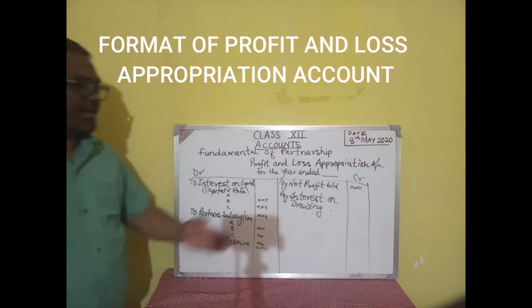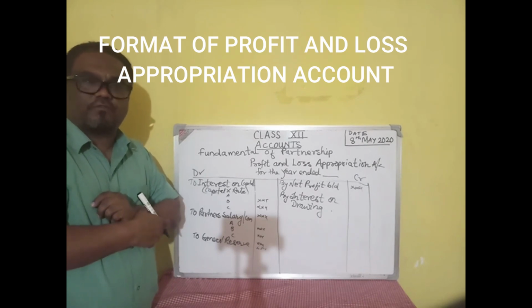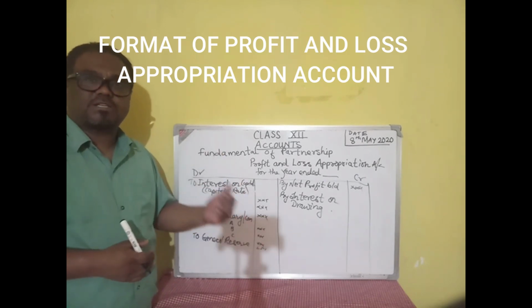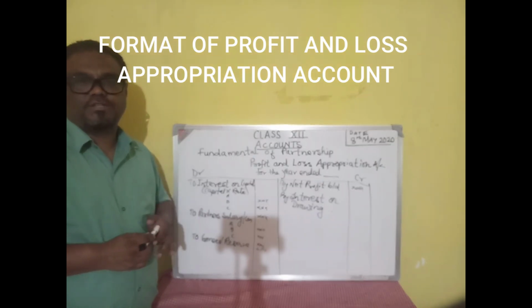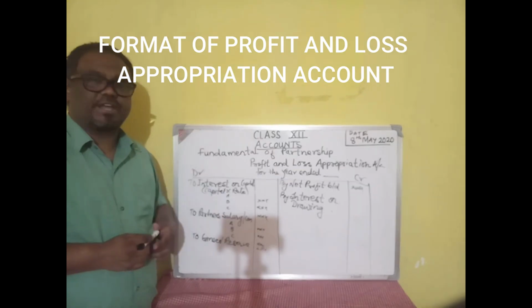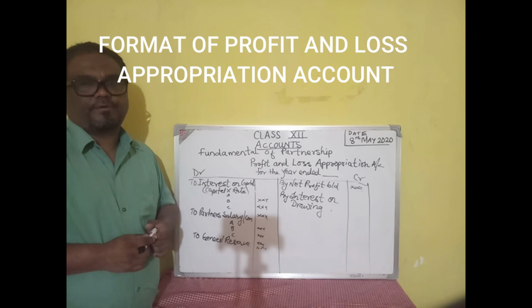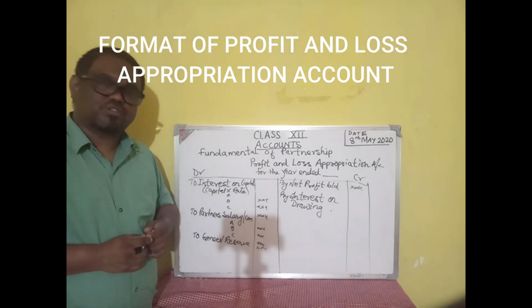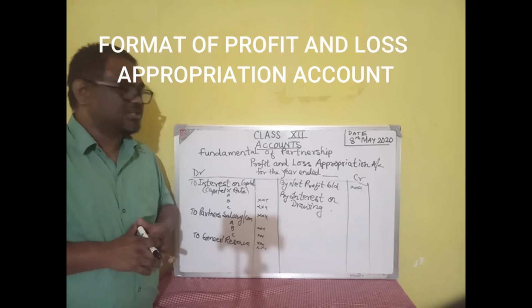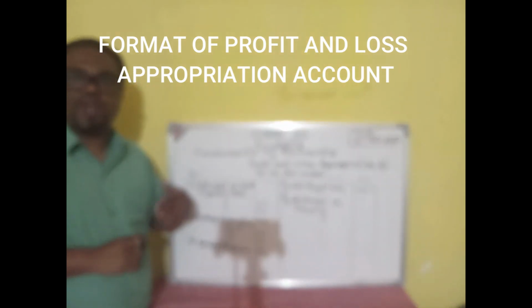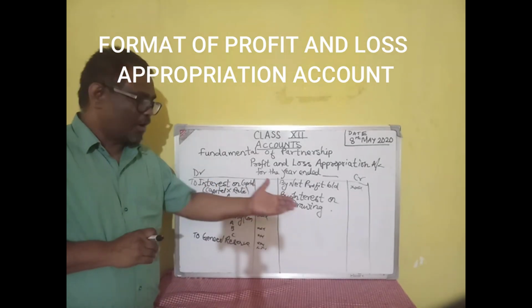Here interest on drawings is credited because it is income for the firm. Interest on drawings is an income for the firm because the partners have to pay it to the firm. So it is a revenue for the firm, so interest on drawings is credited. There are different rules for the calculation of interest on drawings. If the date of drawing is not given, we generally charge for half year, that is for 6 months. Drawings multiplied by rate.